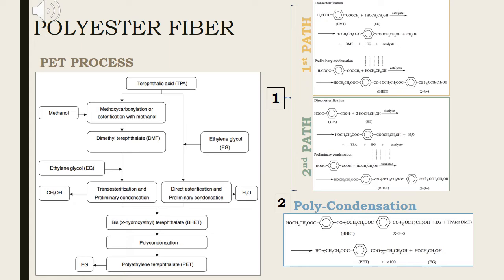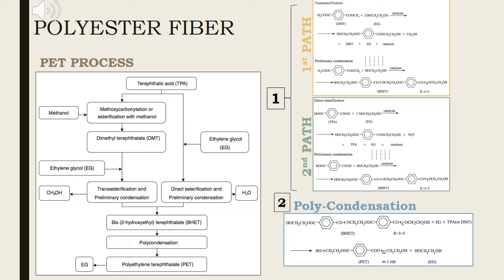In the second path, which is direct esterification and preliminary condensation, terephthalic acid is reacted with ethylene glycol in the presence of catalyst at temperature from 250 to 280 degrees centigrade to produce BHET. The byproduct of this reaction is water. The reaction is explained in the scheme named second path.